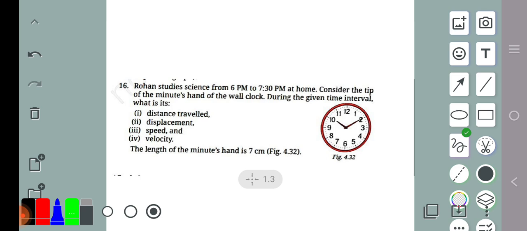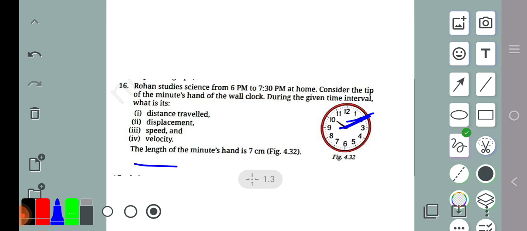What is the distance traveled? Now the thing is, during the given time interval, in 1.5 hours, in 1 hour 30 minutes, how much distance has the minute hand, this thing, traveled? That we need to discuss.